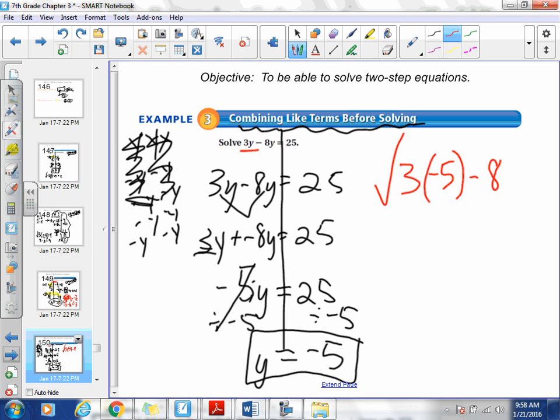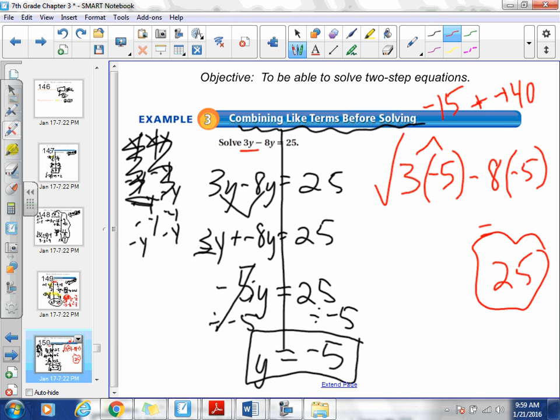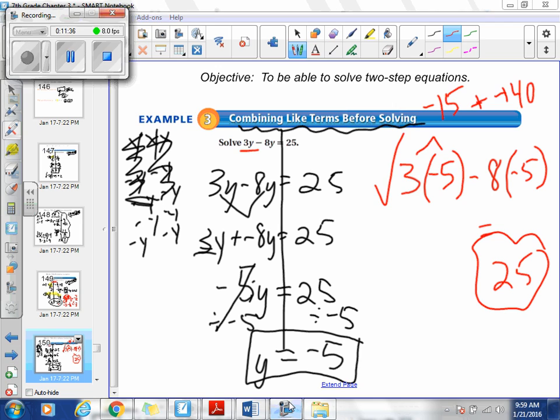3 times y. So 3 times negative 5 minus 8 times y should equal 25. So let's check that. 3 times negative 5 is negative 15. Minus 8 times negative 5 is negative 40. Negative 15 plus 40, all right? Because subtraction is the same as adding the opposite. Negative 15 plus 40, is it really 25? It is, all right? So we solved our equation correctly. We have the correct value.